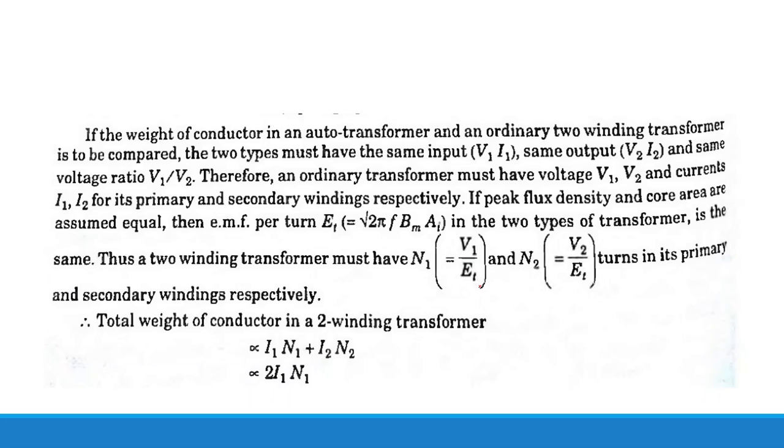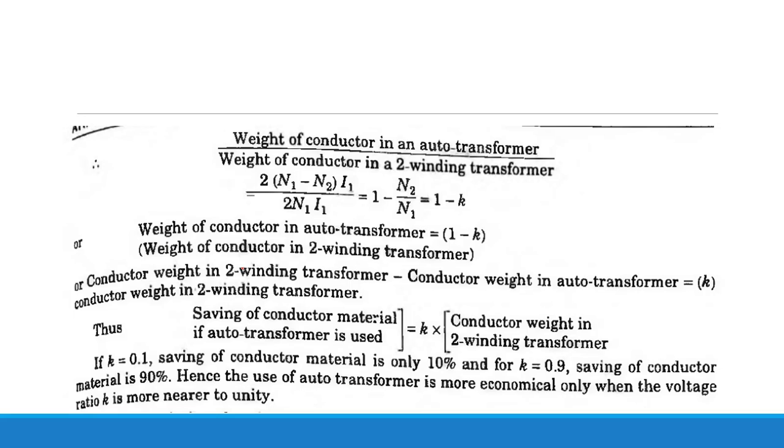In case of a two winding transformer, what will be the weight of conductor? It's quite simple. I1 is the current in primary, and N1 turns are there in primary. So I1 N1 is the weight of conductor in the primary winding. Similarly, the weight of conductor in the secondary winding is I2 N2. Total weight is the weight of conductor in primary plus the weight in secondary. Mathematically, it is proportional to I1 N1 plus I2 N2. Alternatively, we can write this as 2 I1 N1. So now we are going to find out the ratio.